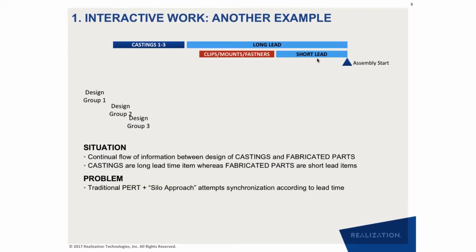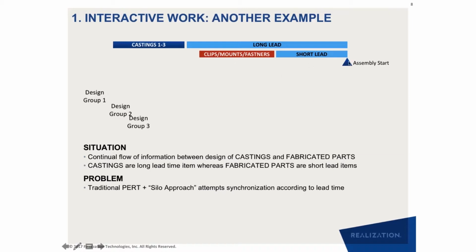A similar example for interactive work is, imagine you have to do casting and some fabricated parts. Castings have long lead time, so after you do the design, you need to send them to the vendor. Whereas the fabrications have short lead time, so they can be done later. But in reality, the casting design is affecting the clip and mounting and fastener design and vice versa. So there's a continuous flow of information between casting and the fabricated parts.